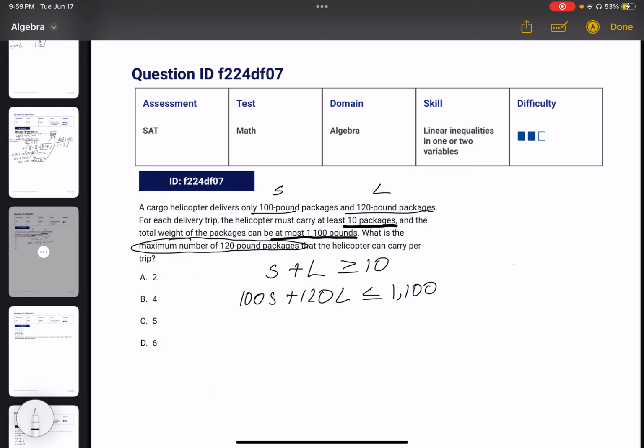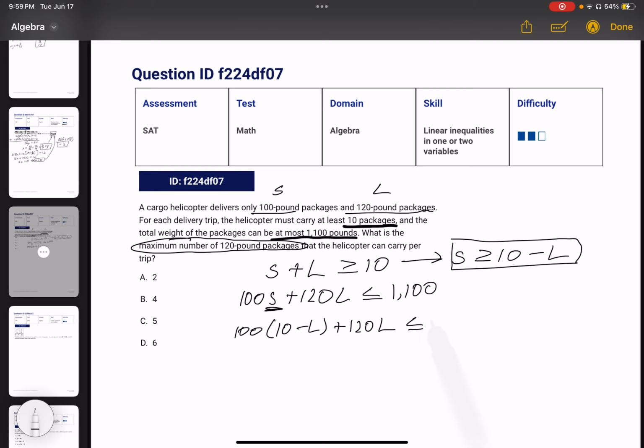So we're going to get rid of S with this equation. We know that S is greater than or equal to 10 minus L. We're just simply manipulating the first equation. And we can plug this in to this variable: 100 times 10 minus L plus 120 times L is less than or equal to 1,100.